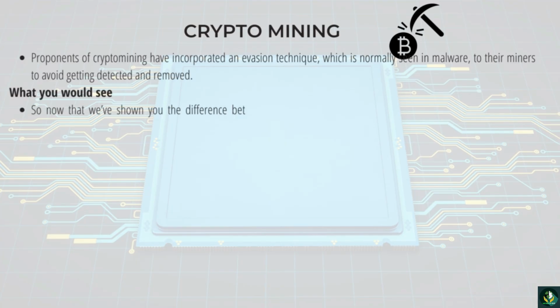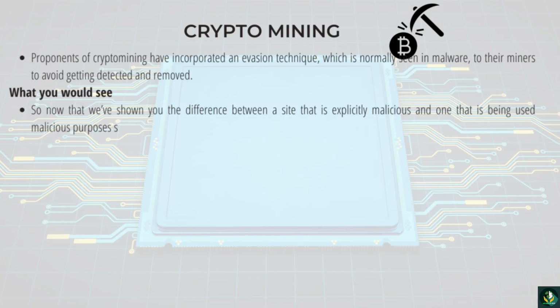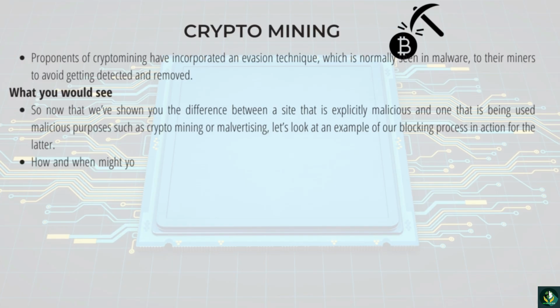So now we've shown you the difference between a site that is explicitly malicious and one that is being used for malicious purposes such as crypto mining or malvertising. Let's look at an example of our blocking process in action for the latter.